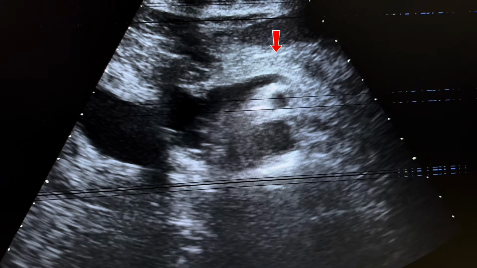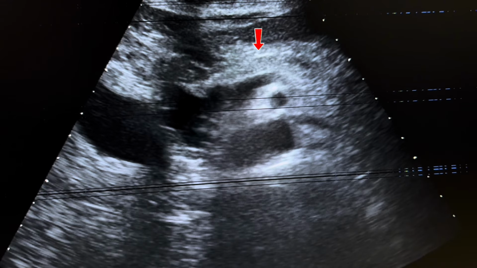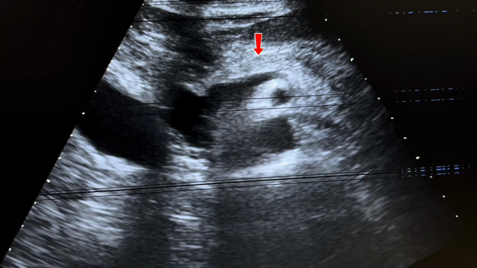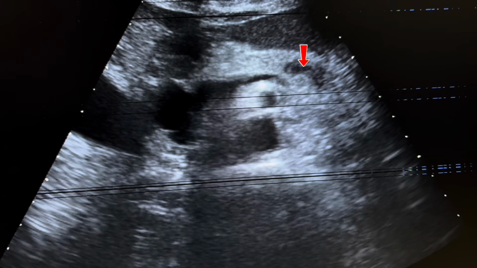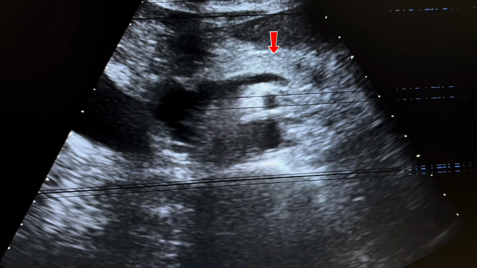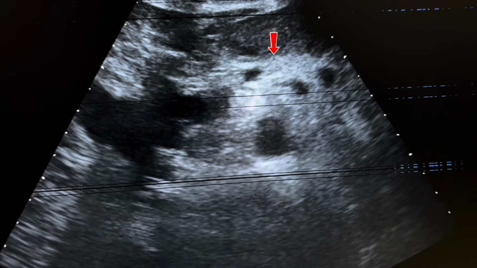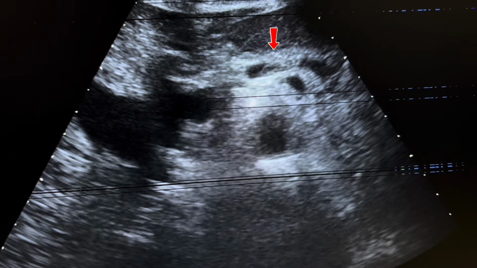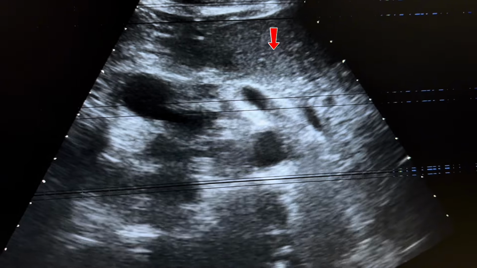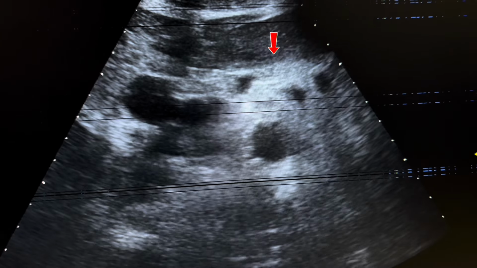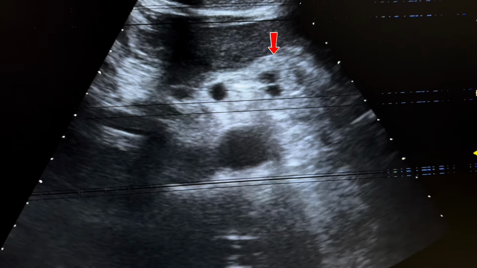The pancreas is normal in size and shows normal homogeneous texture. This is the body of the pancreas and this is the tail of the pancreas. Now, when we focus on the pancreas, we see that the pancreatic duct is visualized and dilated. Now we will find out the cause of dilatation of the pancreatic duct, whether there is obstruction or any mass in the pancreas or in the common bile duct.